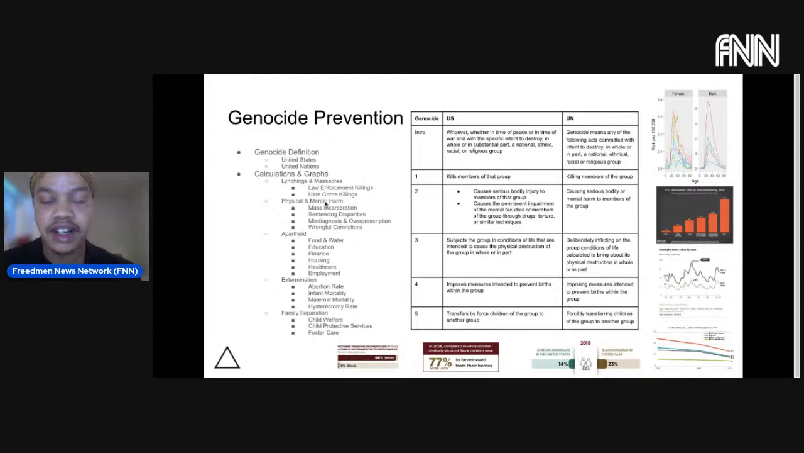In terms of physical and mental harm, that includes mass incarceration, sentencing disparities, misdiagnosis and overprescription, as well as wrongful convictions. And we make up the highest percentage of people incarcerated. In terms of sentencing per age, we get sentenced twice as long as white people. If you look at diagnosis and overprescription, we are more misprescribed and underdiagnosed than any other people. And then in terms of wrongful convictions, we make up about 60% of exonerations.